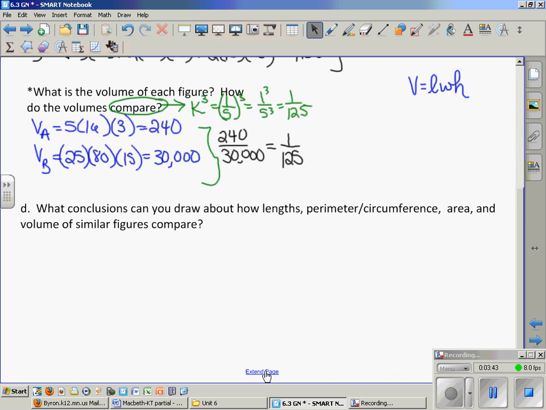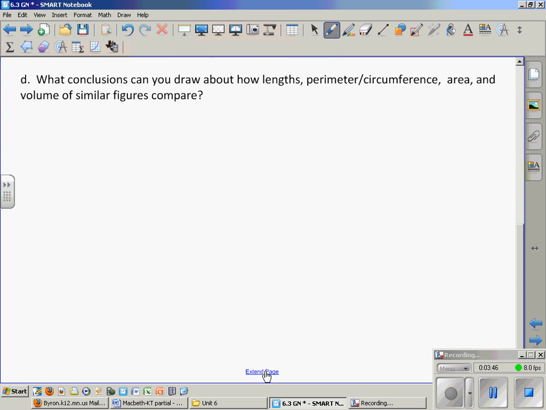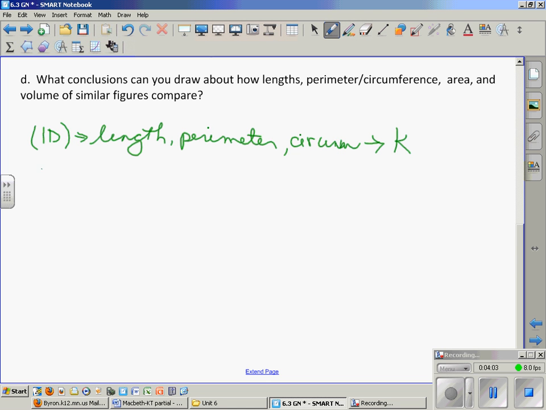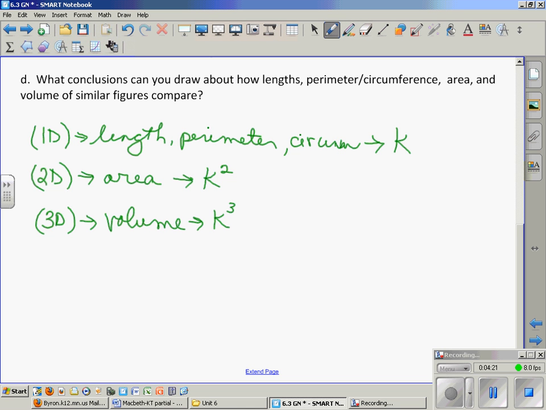The summary of all of this is that anything one-dimensional, length, perimeter, or circumference, is going to compare at a ratio of k. Anything two-dimensional, like area, is going to compare at a ratio of k squared, and anything three-dimensional, like volume, is going to compare at a factor of k cubed.